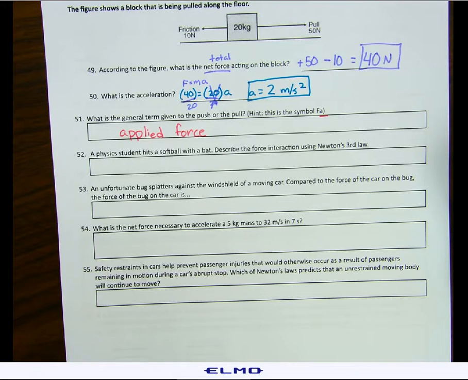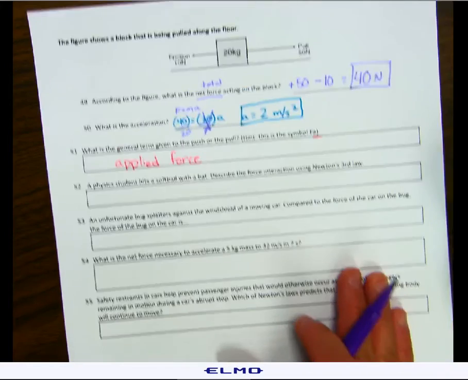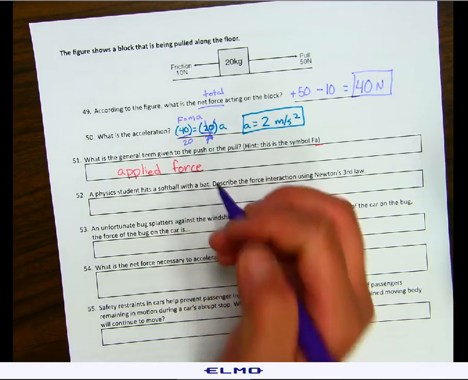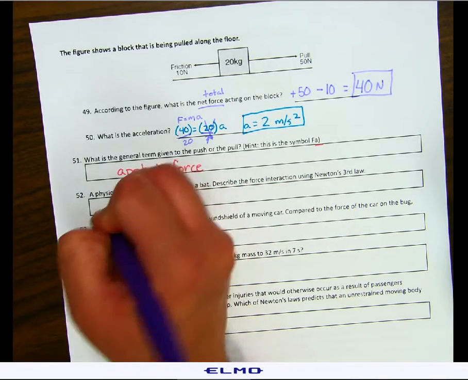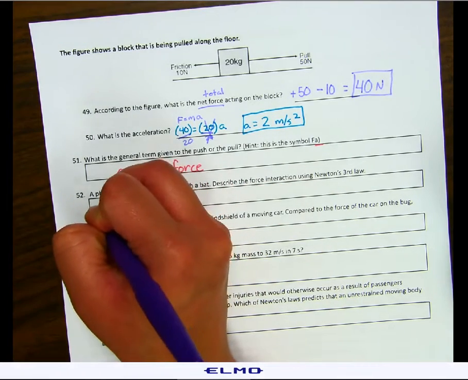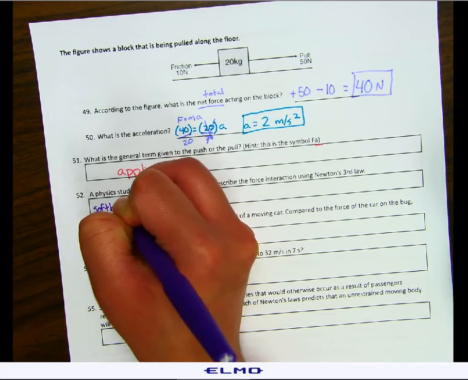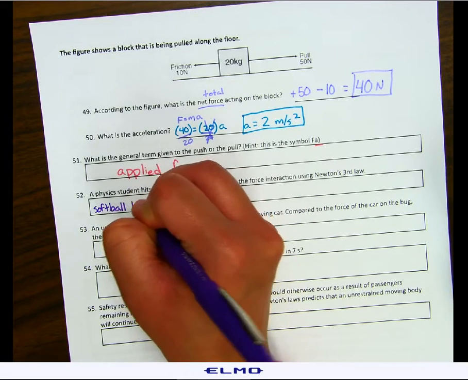Number 52, a physics student hits a softball with a bat. Describe the force interaction using Newton's third law. So again, using third law, for every action, there's an equal and opposite reaction. So what's going on is the student hits a softball with a bat. So we have the softball hits the bat.